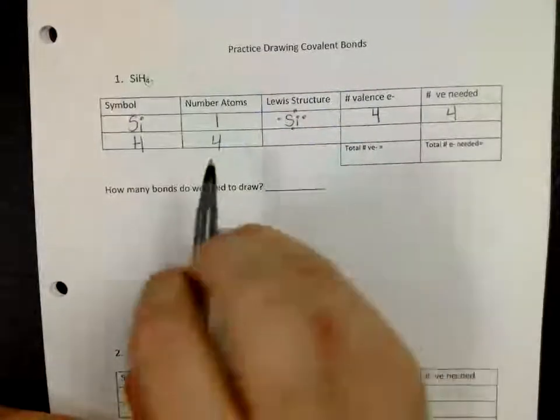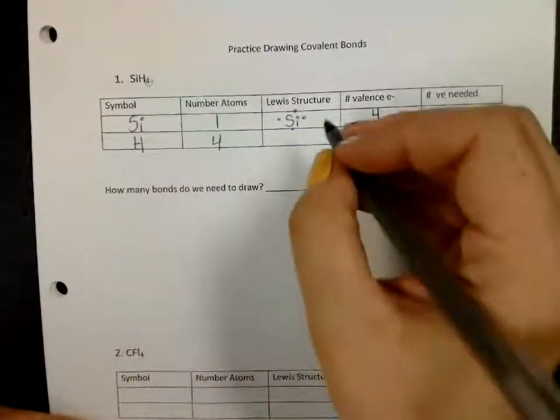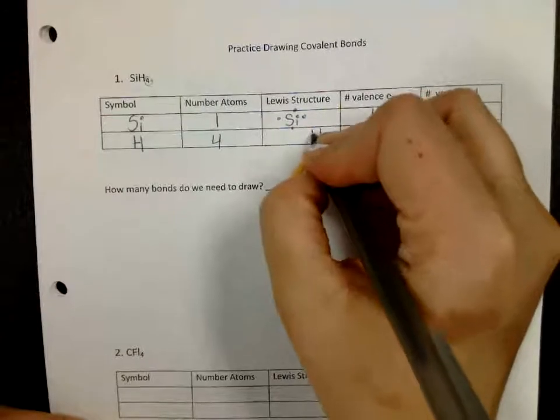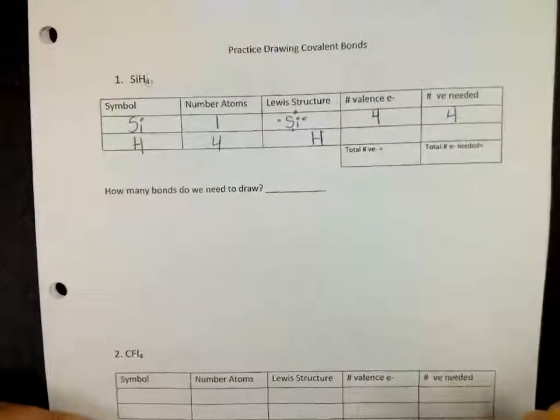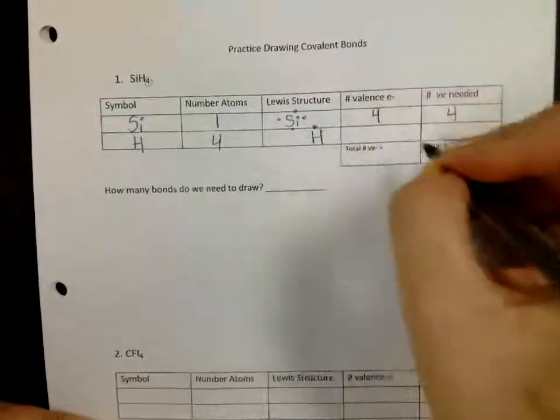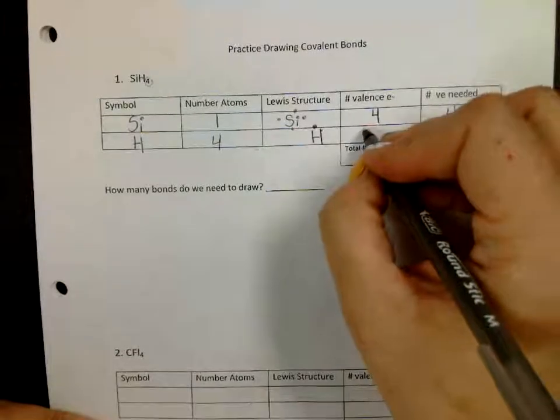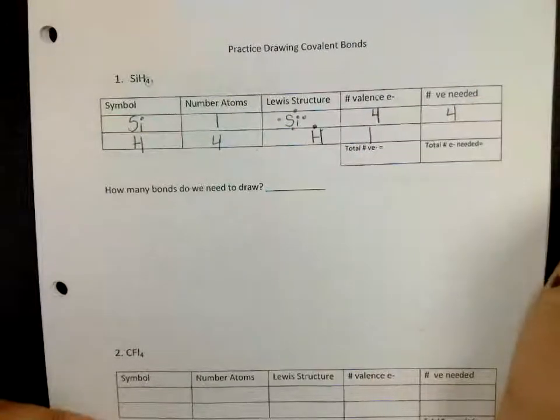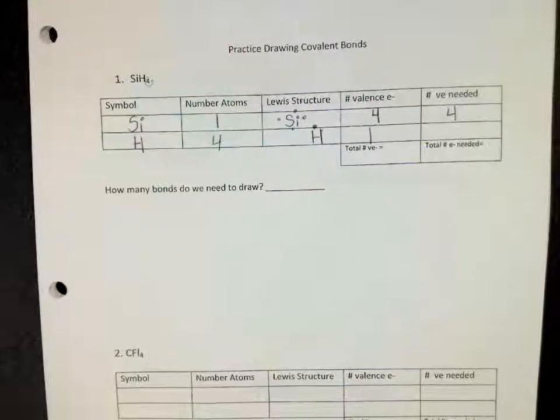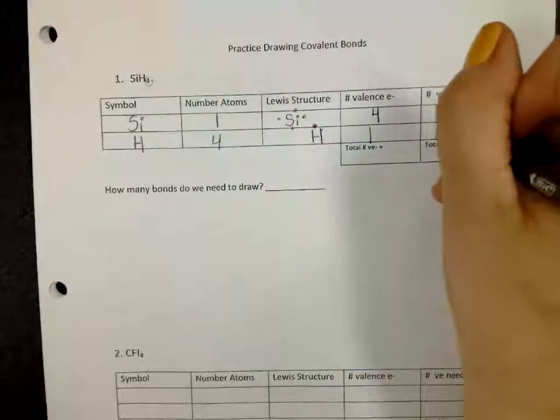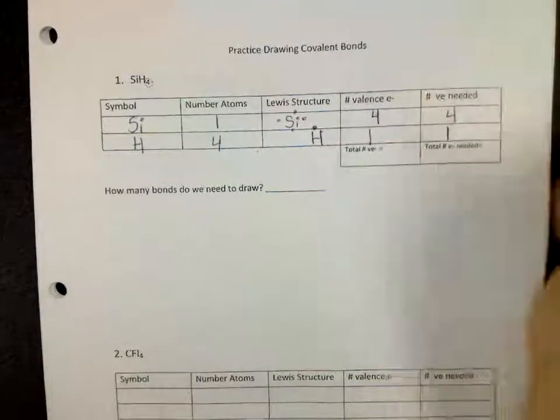All right. What's the valence, or what column is hydrogen in? 1. So how many valence electrons does it have? 1. How many does it need? Okay, here's where it gets tricky. Hydrogen is special. Hydrogen only wants 2. So it only needs 1 more.